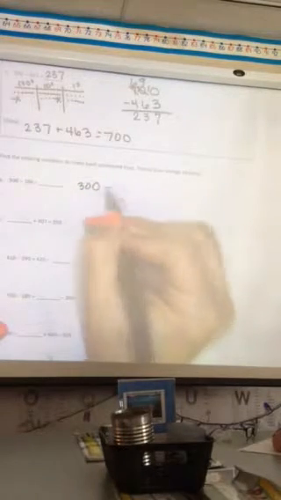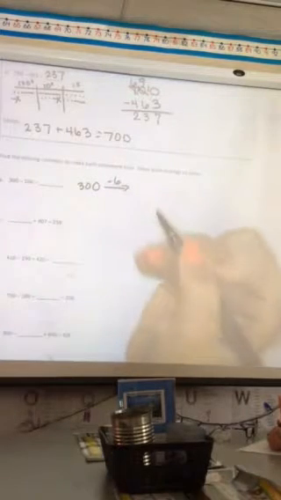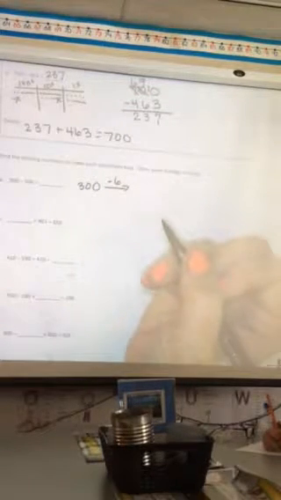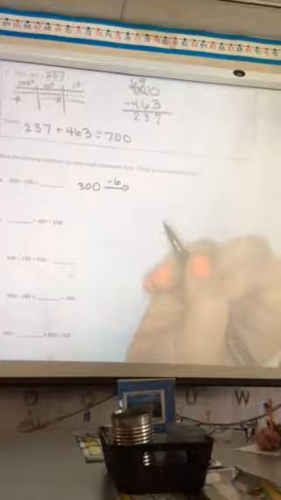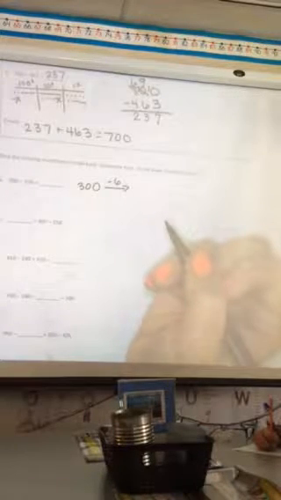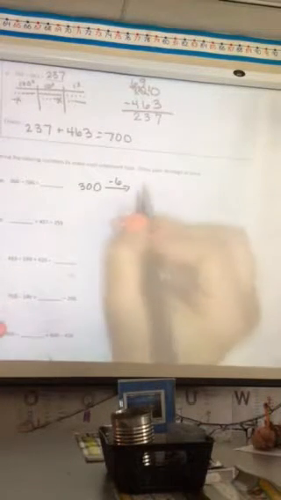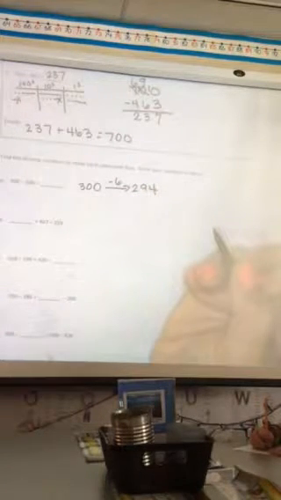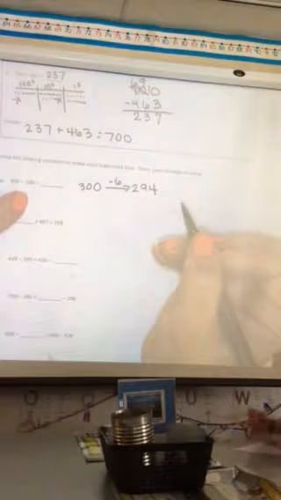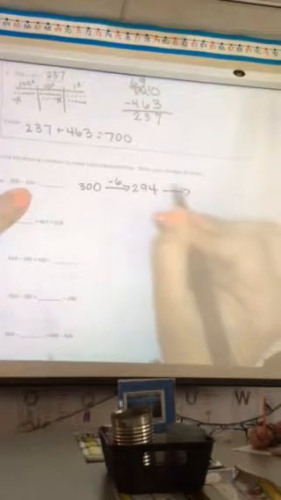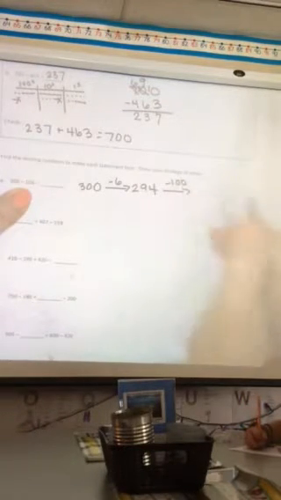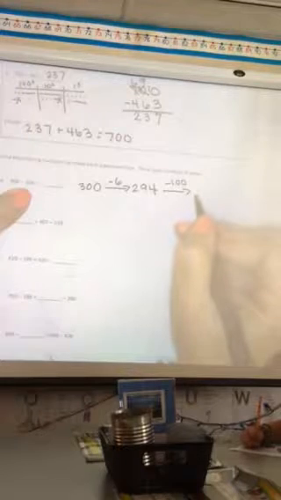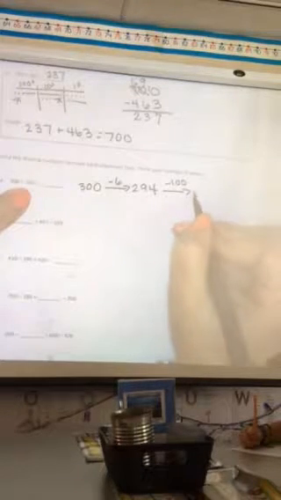300 minus 6 ones. And I know 10 minus 6 is 4, so 300 minus 6 is going to be 294. And I don't have any 10s to subtract, so I just need to subtract 100. 294 minus 100 equals 194.